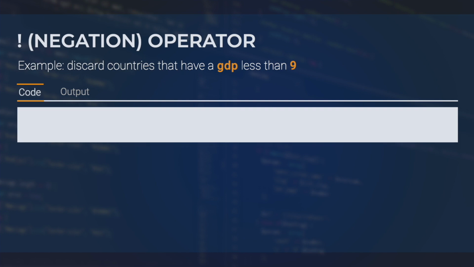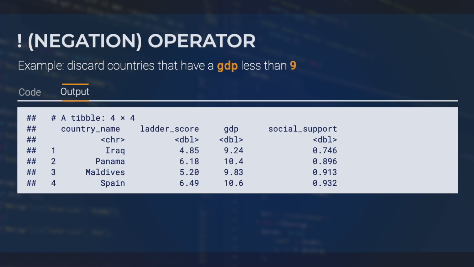Another important operator to be aware of is the negation operator, which is represented by an exclamation mark. As you might guess, this operator negates or does the opposite of whatever comes after it. Let's take a look at a simple example to see how this works. Let's discard all the countries that have a GDP that is less than 9. We first set our condition to be GDP less than 9, and we negate this by placing an exclamation mark in front of this condition. So we can read this as only keep countries that have a GDP that is not less than 9. And looking at the output, we see that we now only have countries with GDPs greater than or equal to 9.